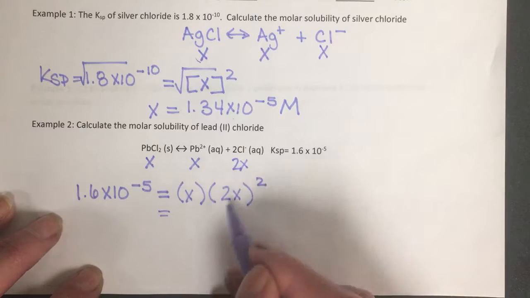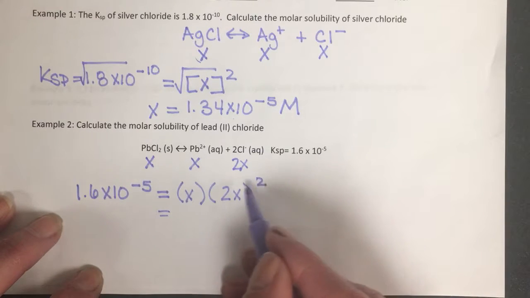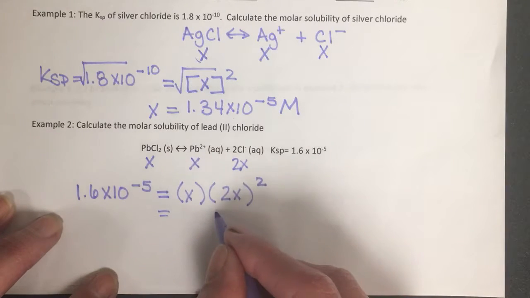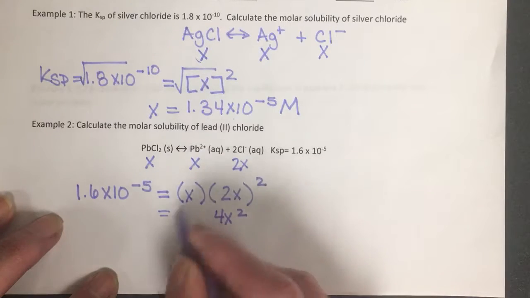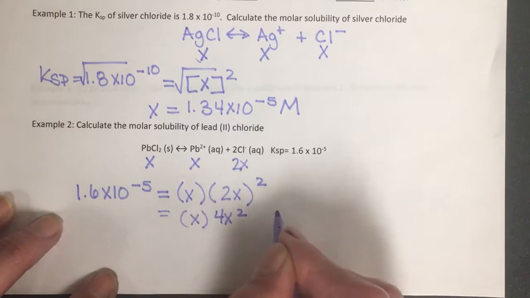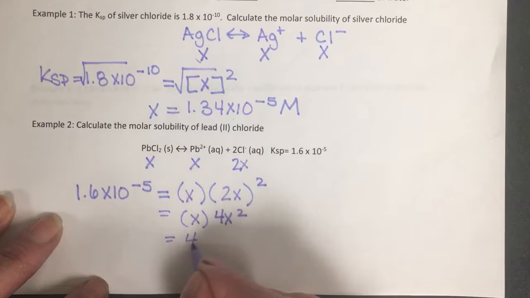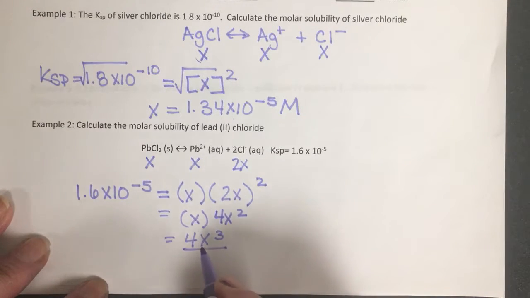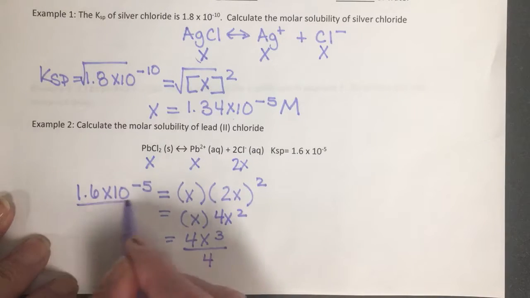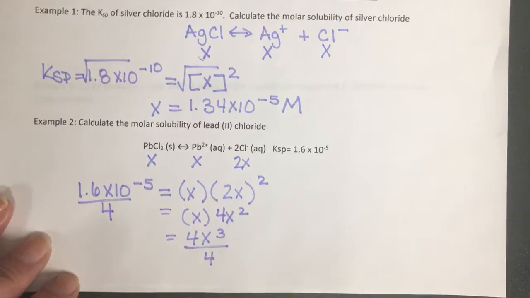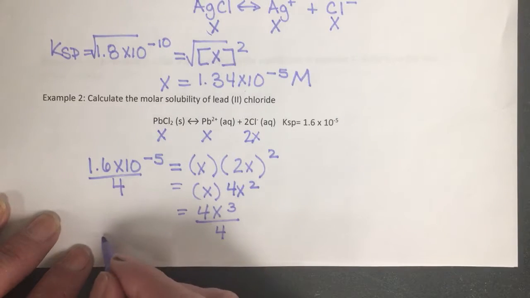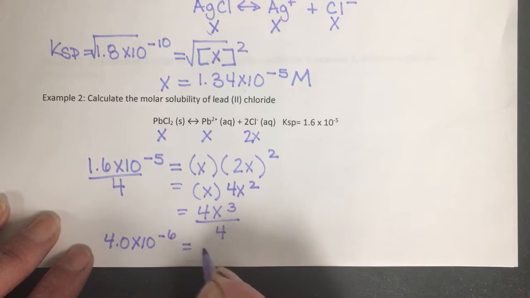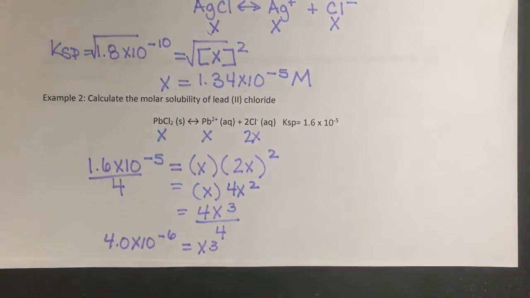When I do this, I have to square this first. So 2 squared is 4. x squared is x squared. So 4x squared times x, so that'll be 4x cubed. If I divide both sides by 4, I get 4.0 times 10 to the negative 6th is equal to x cubed.